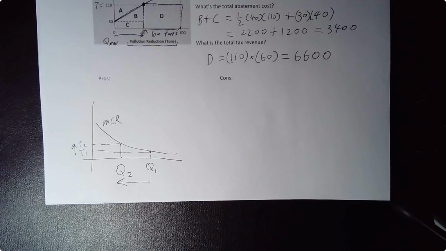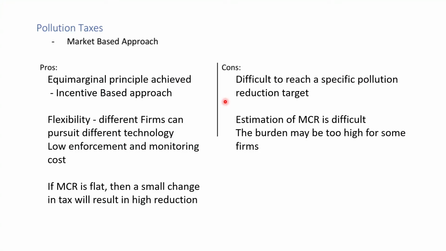All right. Now, what are the cons? With the pollution tax approach, the government has full control over the cost of pollution reduction, or essentially the cost of the pollution. However, it does not have precise control over the quantity of pollution reduced. The government can charge the tax, and we know that by charging the tax, pollution will be reduced. However, it is very difficult to know exactly how much pollution will be reduced.